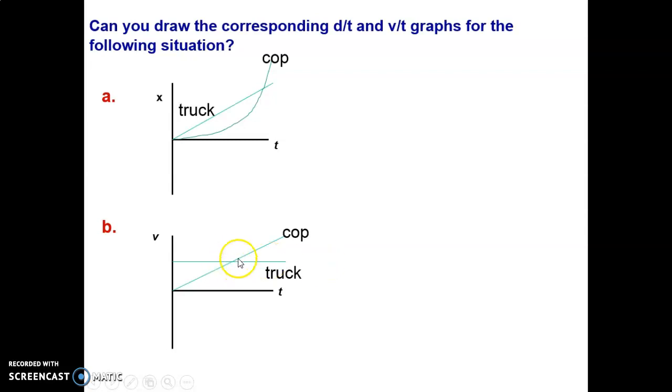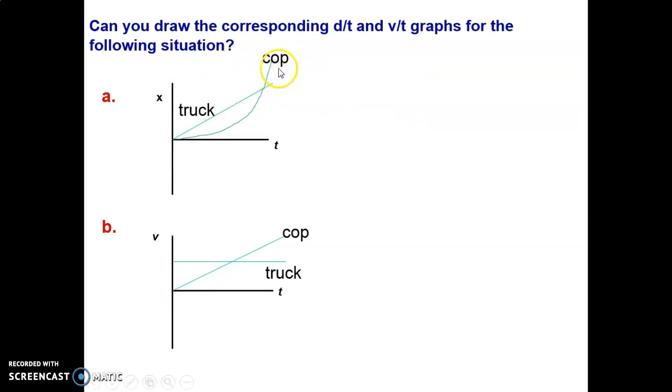The cop does not catch the truck at this moment in time. In order for the cop to catch the truck, what has to be true? The cop and the truck have to be at the same place. So the question is, how do you figure out which graph is the best to tell you when the cop and the truck are at the same place? It would be this top graph. And that would be at this point right here. That point right there, the cop and the truck are at the same place.